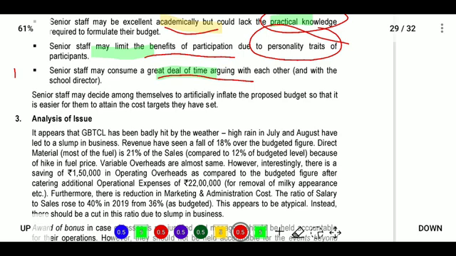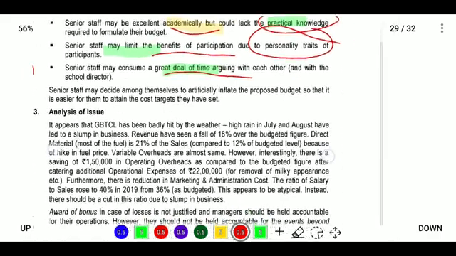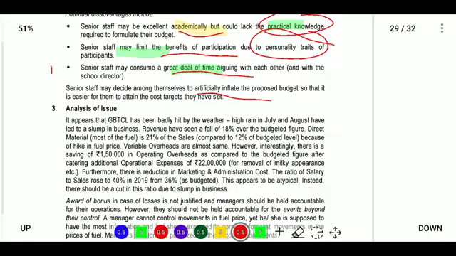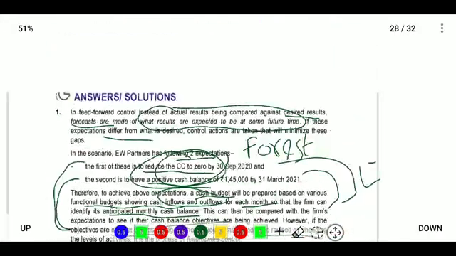Next, senior staff may consume a great deal of time arguing with others. If someone is not listening to his words, he will say, I have 30 years in the industry, why are you not listening to my words. It becomes time consuming. Next, senior staff may decide among themselves to artificially inflate the proposed budget so that it is easier for them to attain the cost target they have set. That is question number 2.